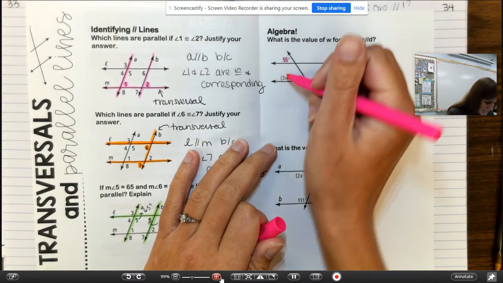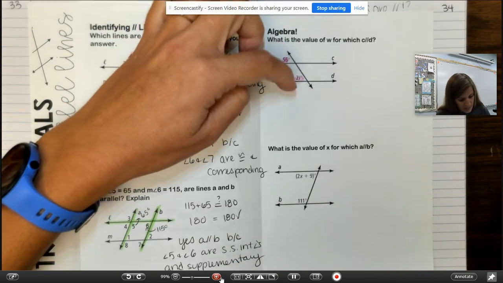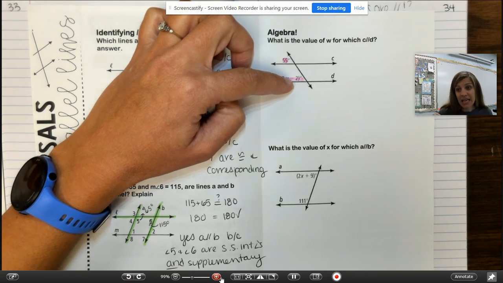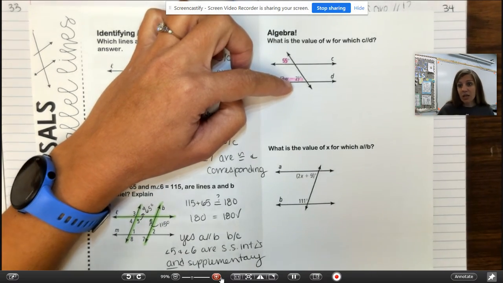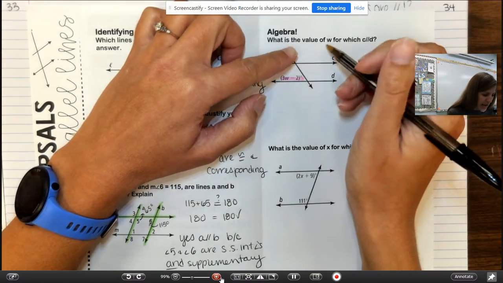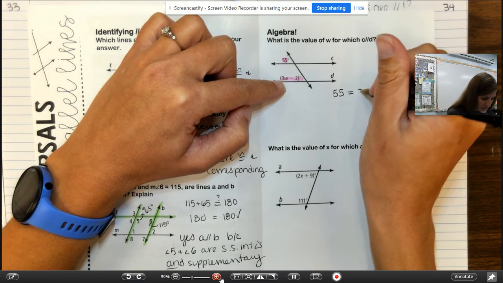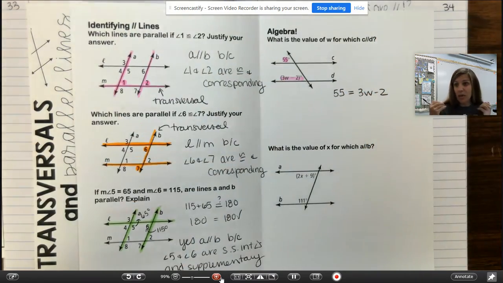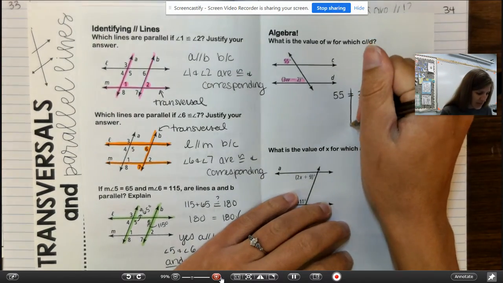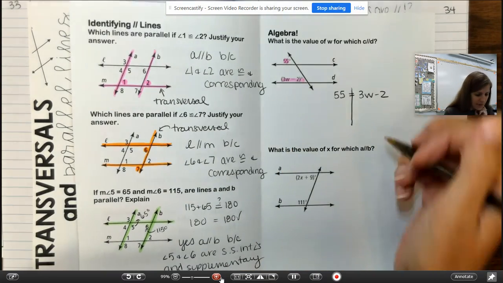I have to think about what needs to be true for this pair of angles here. So this pair right here is corresponding, and I need corresponding angles to be congruent or equal for the lines to be parallel. So I need for these two angles to be equal. So I set them equal, I make them equal, because if they are, then the lines will be parallel. So then I solve for W to find that value that will make this angle down here also 55.